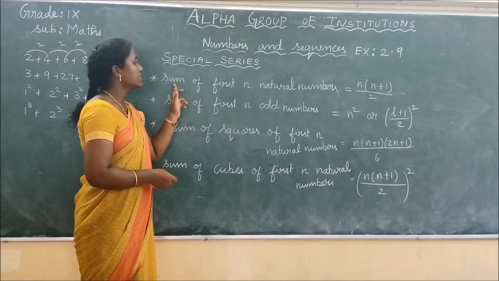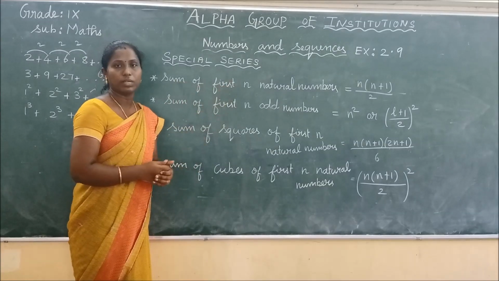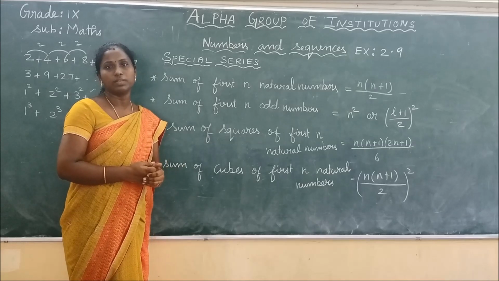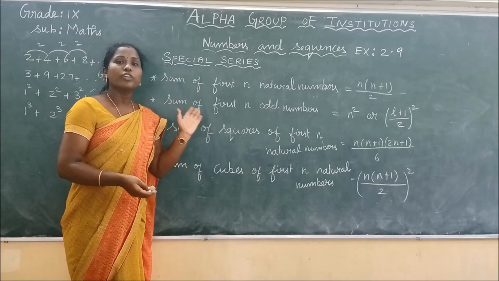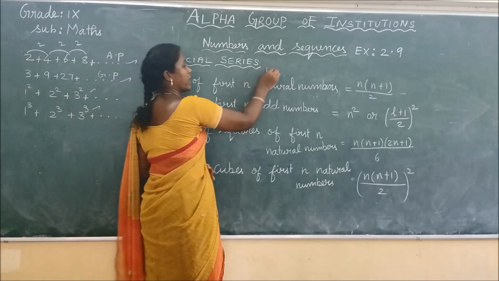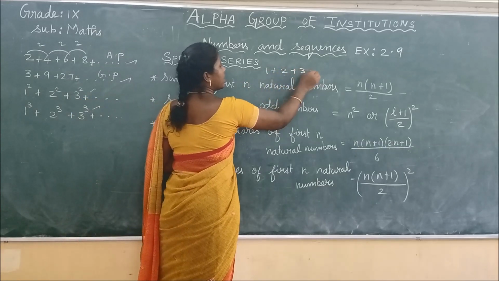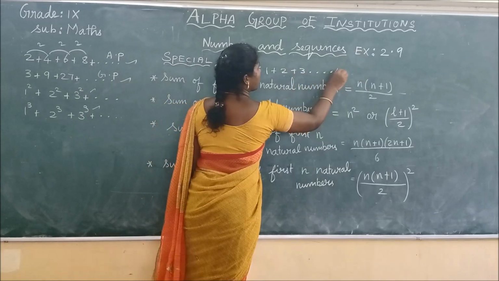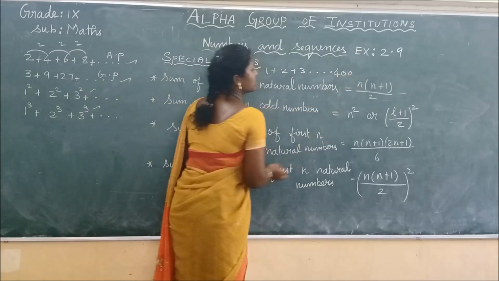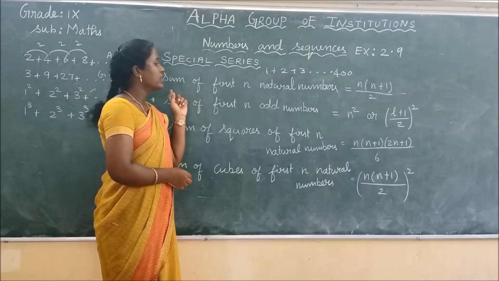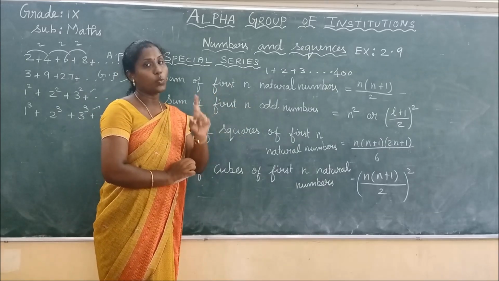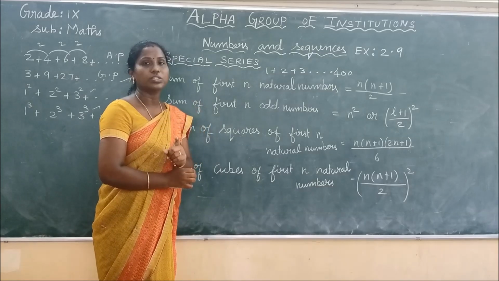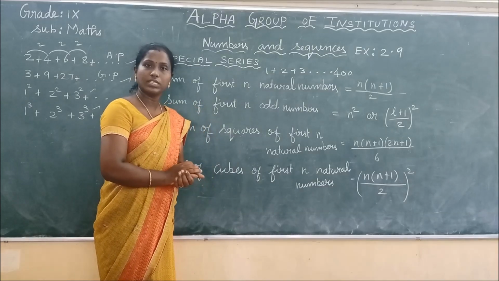What are the different types of series? First one, the sum of first n natural numbers. It means up to 100, up to 400 like that. First n natural numbers means it starts from 1, 2, 3, likewise up to whatever, maybe up to 400. To find the answer, you can directly use the first formula. Natural numbers start from 1, so the series should start from 1. Then only can you use this formula.